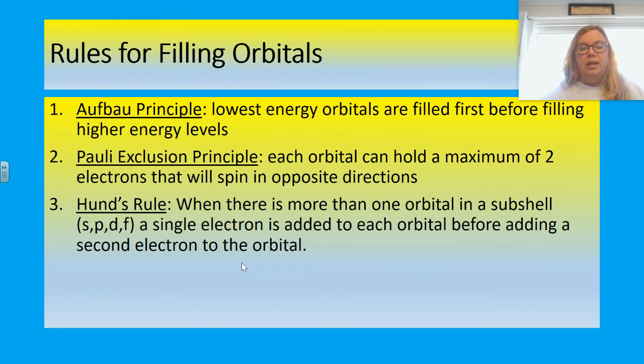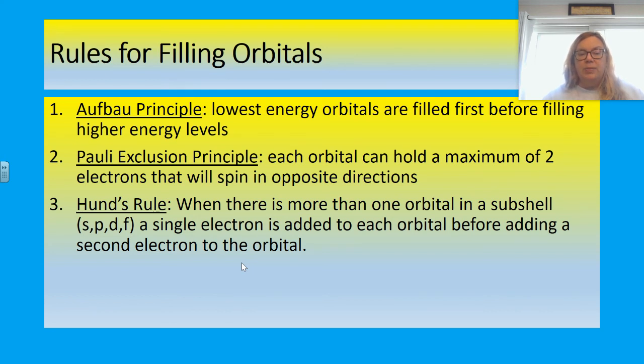The Pauli exclusion principle: each orbital can hold a maximum of 2 electrons that spin in opposite directions. One spins clockwise, one spins counterclockwise, and it's because there's 2 electrons and they're both the same charge, and so they want to repel. And finally, we have Hund's rule when there's more than one orbital in a subshell.